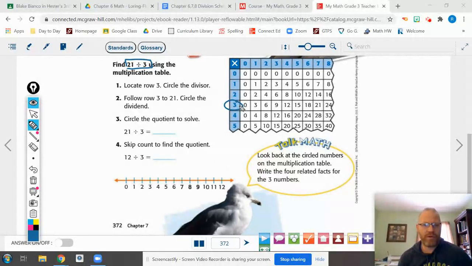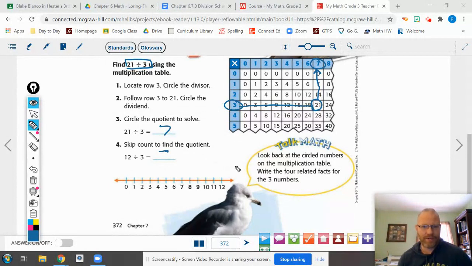Now, let's go over until we get to our dividend, which is 21. When we get to 21, we're going to circle it, and then we're going to go straight up. When we go straight up, we're going to circle the number that we get to, which is 7. The quotient is 7. So we're going to skip count to find the quotient here.